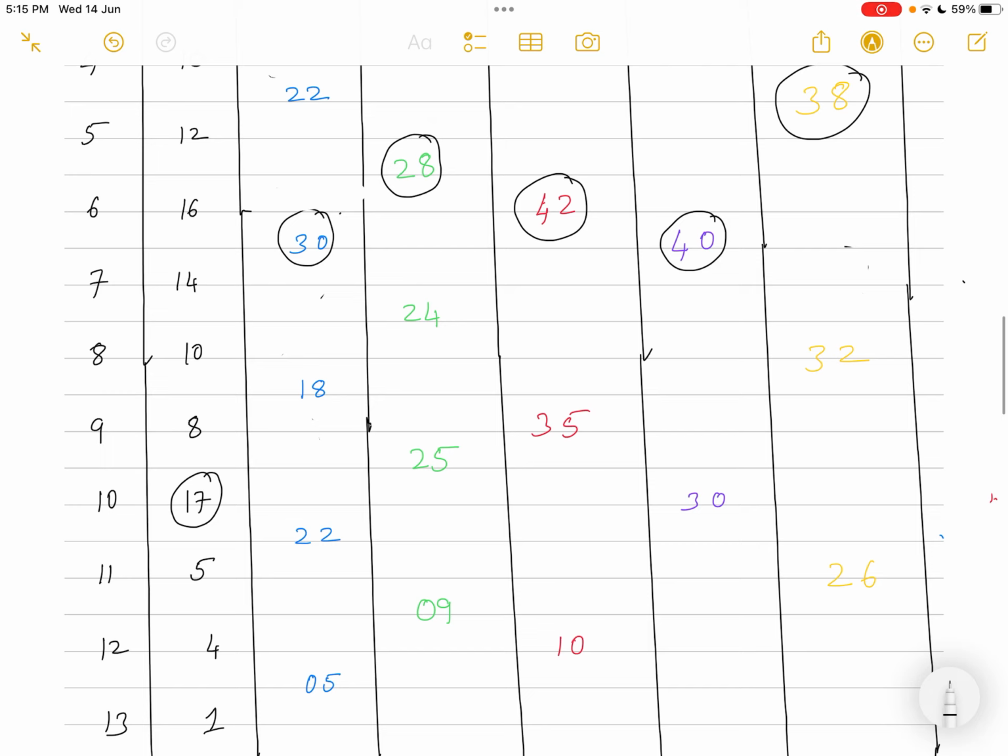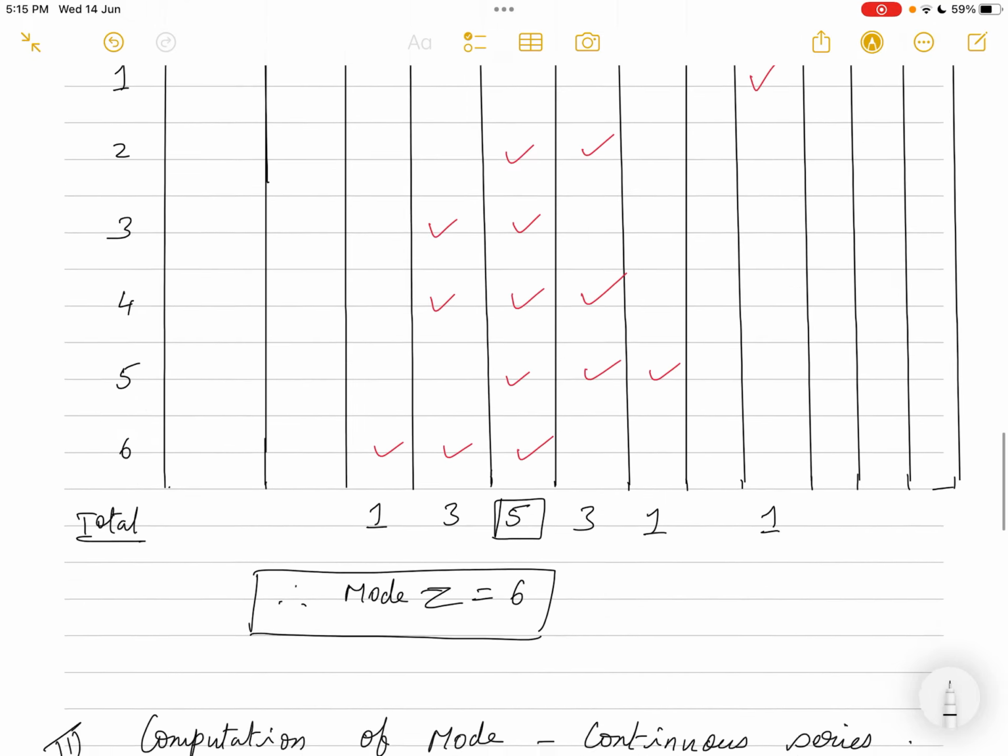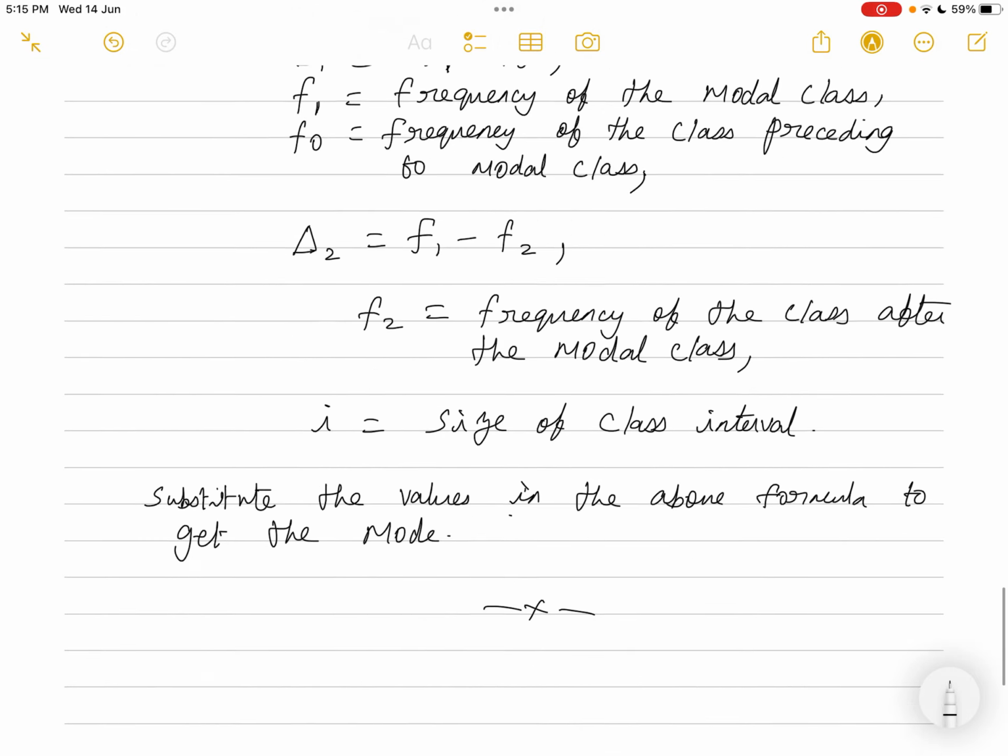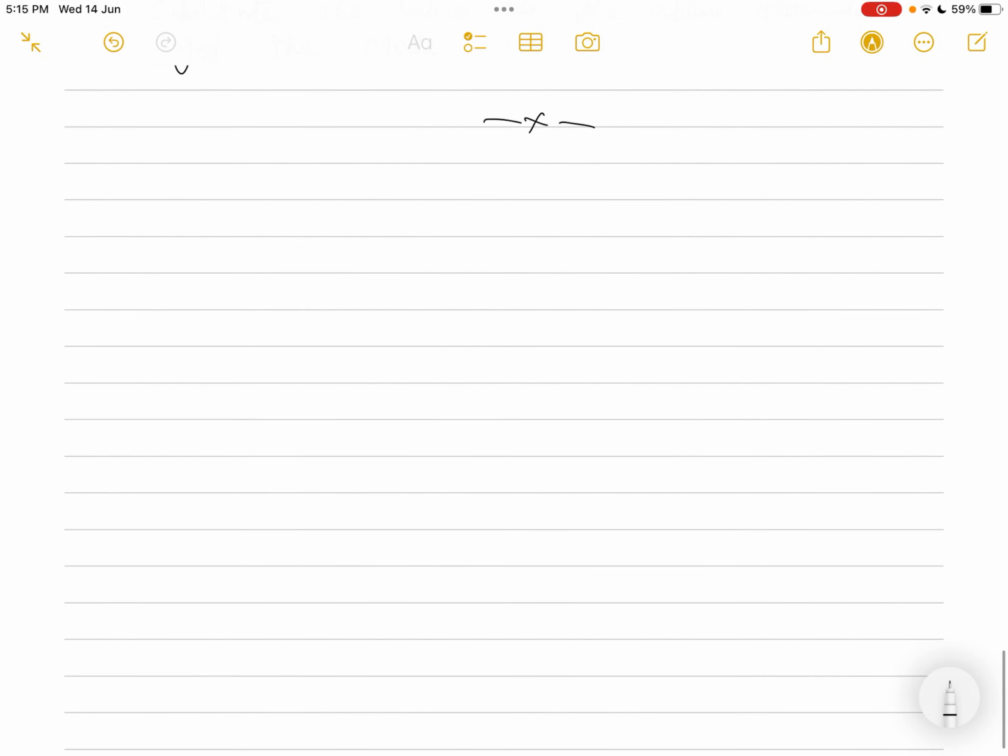Now after that, column 2: how are we arriving at column 2? We arrive at column 2 by adding the frequencies two rows at a time. Let me write it here.